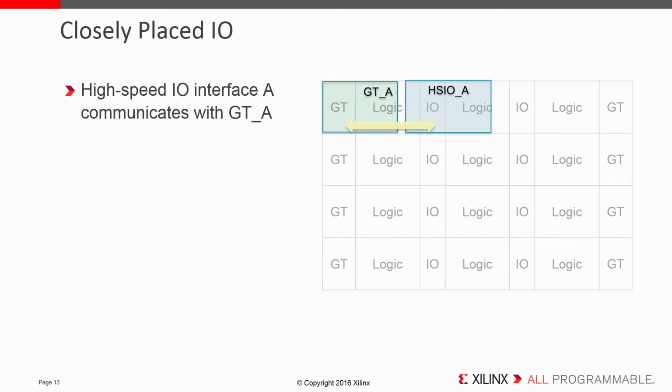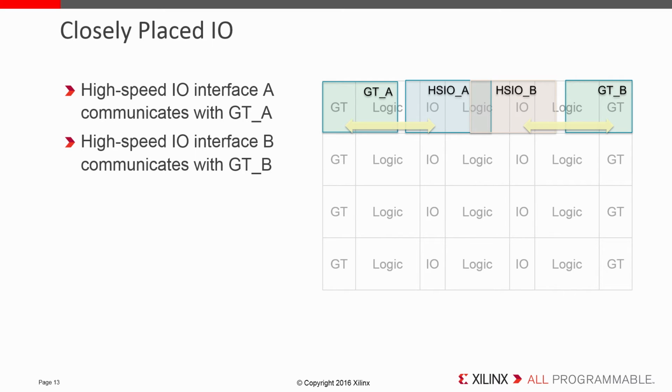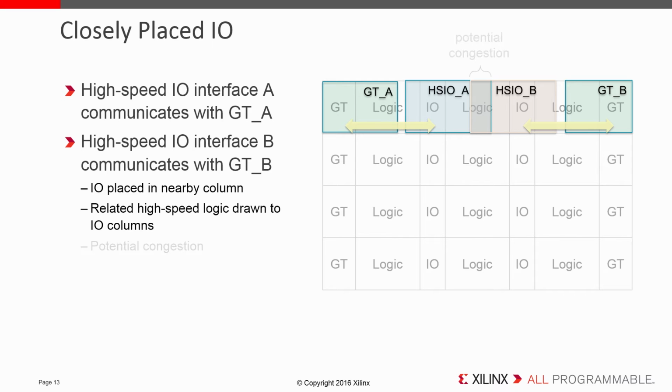Here's a similar example with high-speed block A and GTA placed closely in the same row. A similar pair of high-speed I/O block B and related GT are placed in the next I/O column in the same row. Related high-speed logic will tend to be drawn toward the I/O in the I/O bank and remain in the same row to share the same global clocking resources.